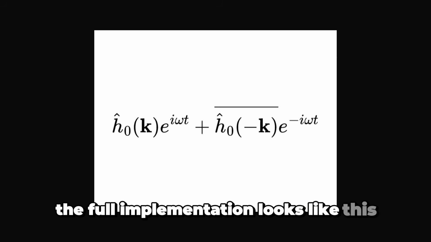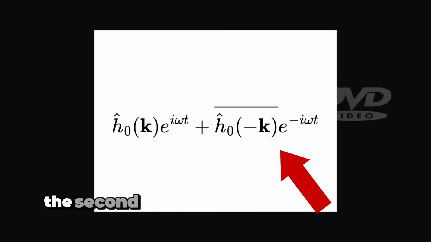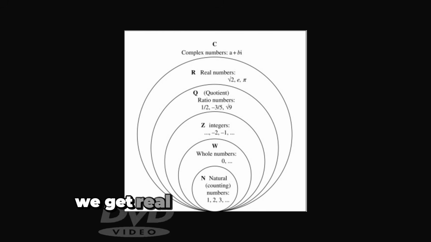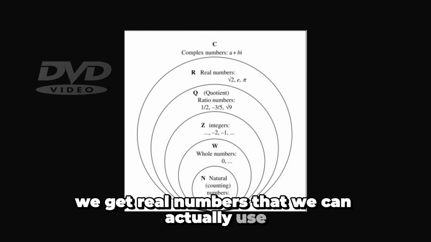However, this is only part of the formula. The full implementation looks like this. The second part here actually isn't doing anything physical. It's actually more like bookkeeping. Its existence is so that when we eventually pass our result into our inverse fast Fourier transform algorithm, we get real numbers that we can actually use.